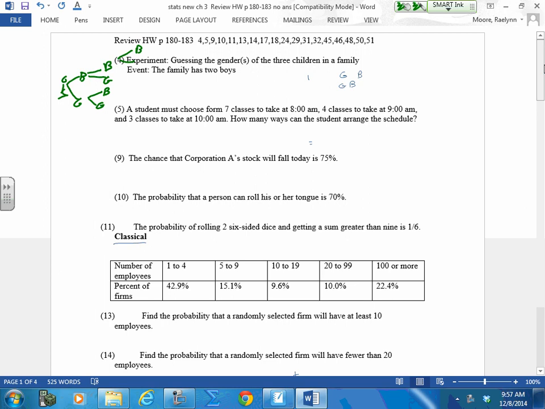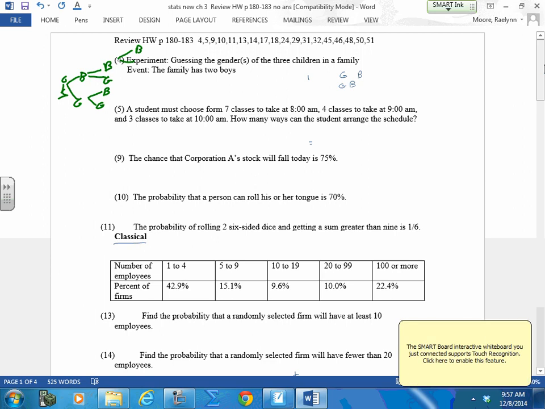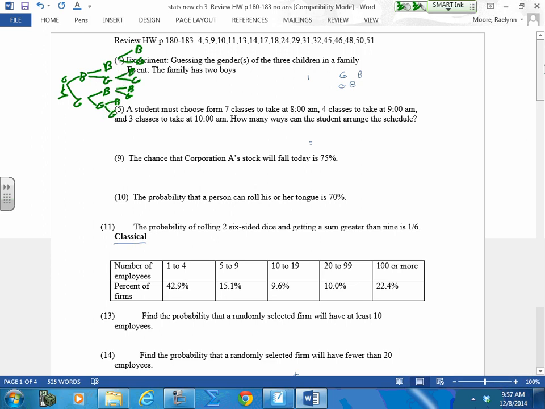How many possibilities were these? 2 times 2 times 2. How many outcomes? 8. So when you come down to this, you should have 8 ends here. 1, 2, 3, 4, 5, 6, 7, 8. Now, your sample space, go all the way across.